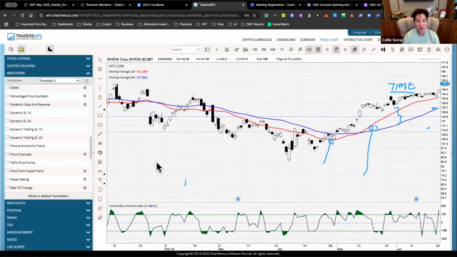Swing trade stop loss is 5 weeks. Yes. Time stop is 5 weeks. Okay.